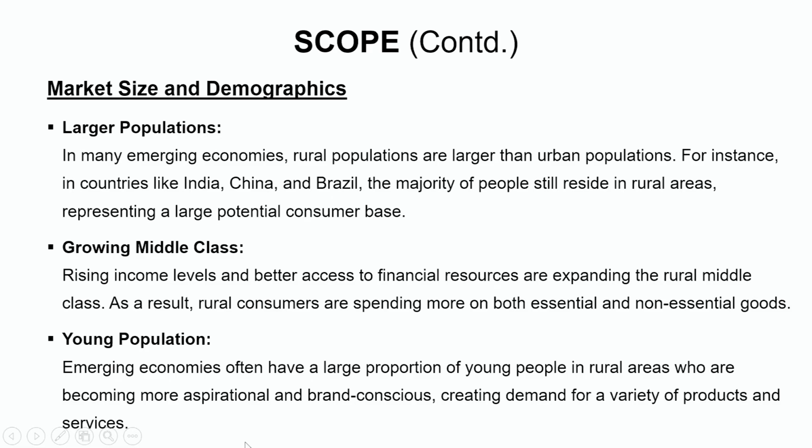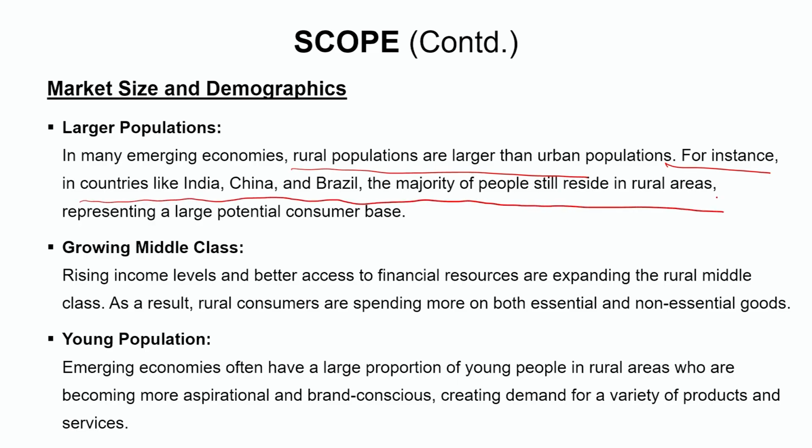This can also be seen when we go into understanding the market size and demographics of the rural area. The major impact we can see is through the population. We see that a larger population is living in the rural area in comparison to the urban area. And in the first lecture we had discussed that 65% of the population is residing in the rural areas. So you can see how much market is available for growth and development. For instance, in countries like India, China and Brazil, the majority of the people still reside in the rural areas, representing a large potential consumer base.